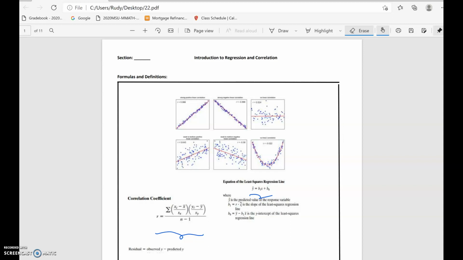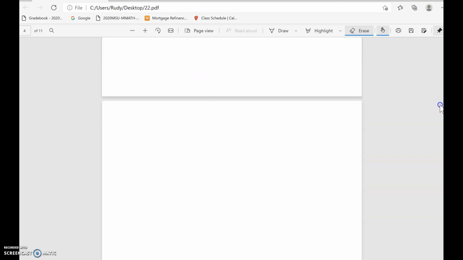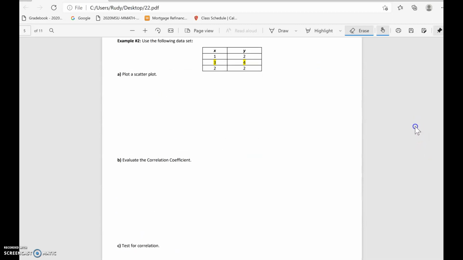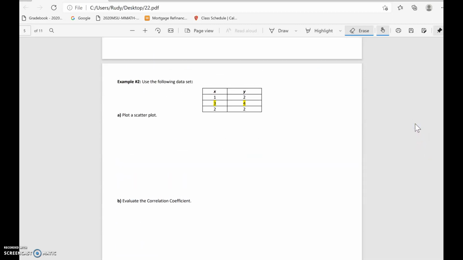So let's take a look at the first problem. What they ask us to do is to provide a scatter plot. Now, a scatter plot is just going to be a sketch with x's and y's, and some of these may be really messy. So you just need technically an estimation of values. So these are your x's, these are your y's. I'm just going to call this data set.